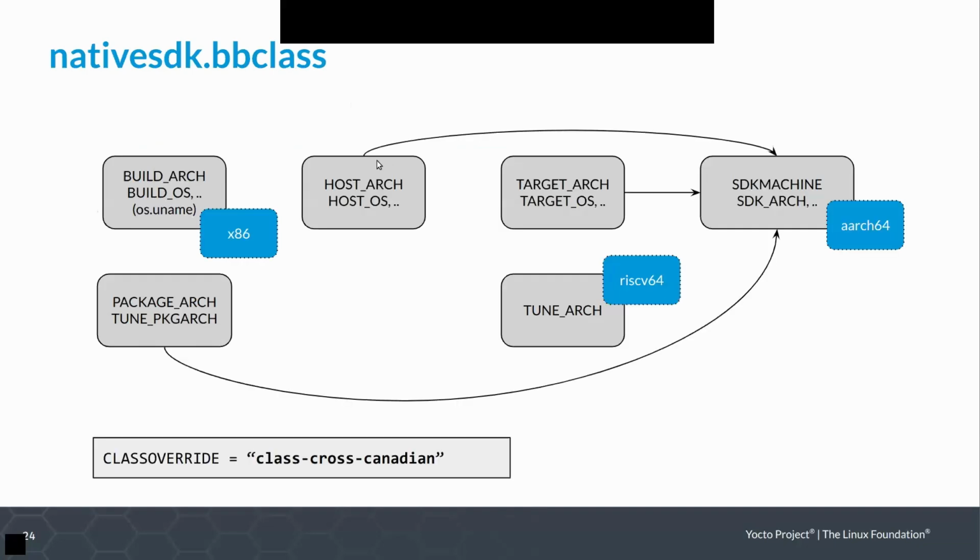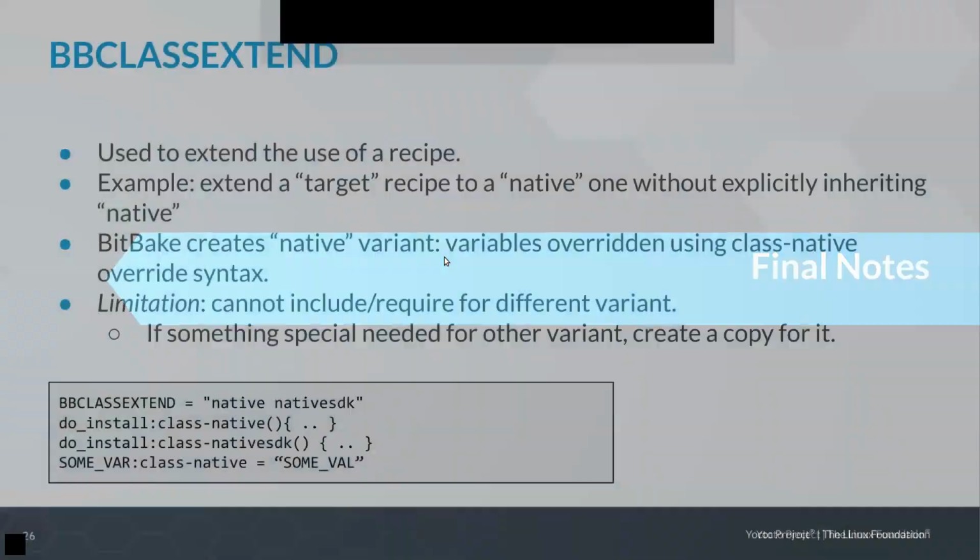So we just set the target architecture to the SDK machine. In this way, with the host set to SDK machine, we make sure that the toolchain needs to be run on the SDK machine. Also, the target architecture needs to be the SDK machine. So this is like a native, but not like for the build, but for the SDK machine.